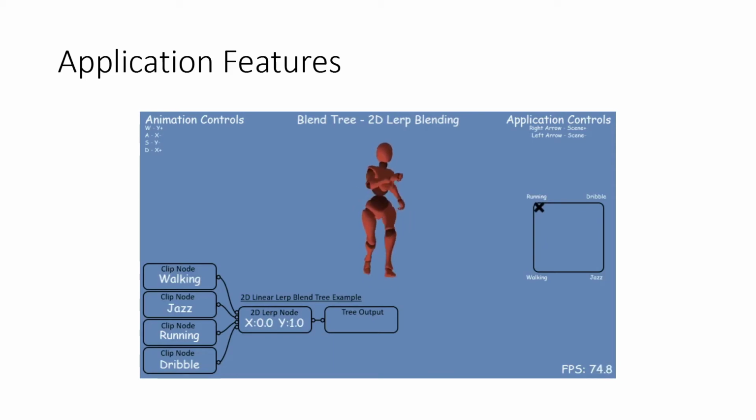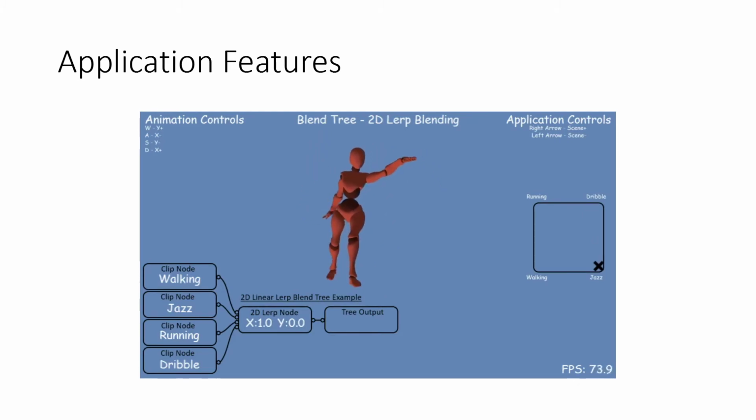Another blend tree node that I've done was the 2D blending. There's 4 animations there: running, dribble, jazz, and walking. And you can use the WASD keys to select where you would like it to blend from. And you can see as I go through it, between jazz and walking, you'll get a blend between them both. Same for running and walking as well.